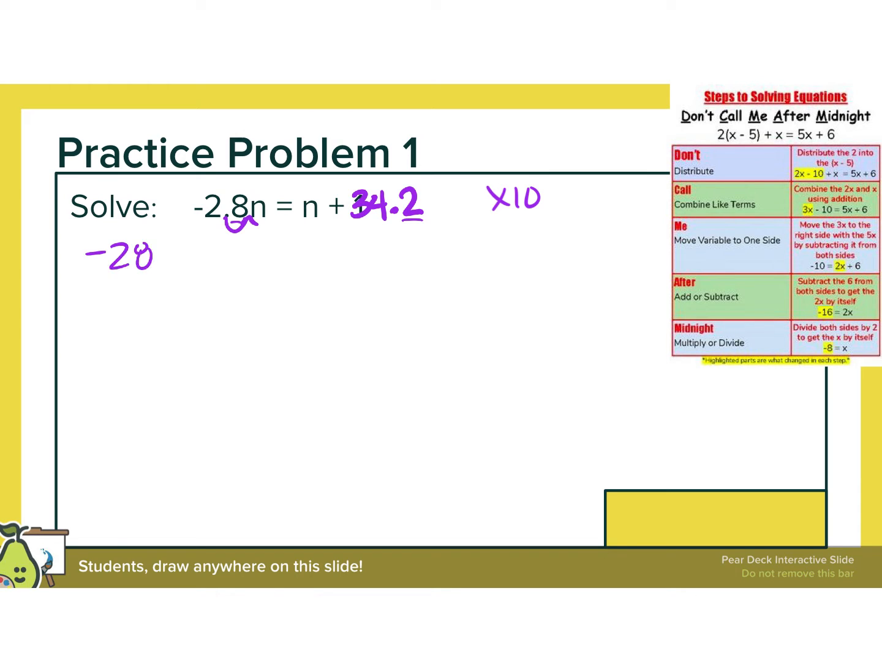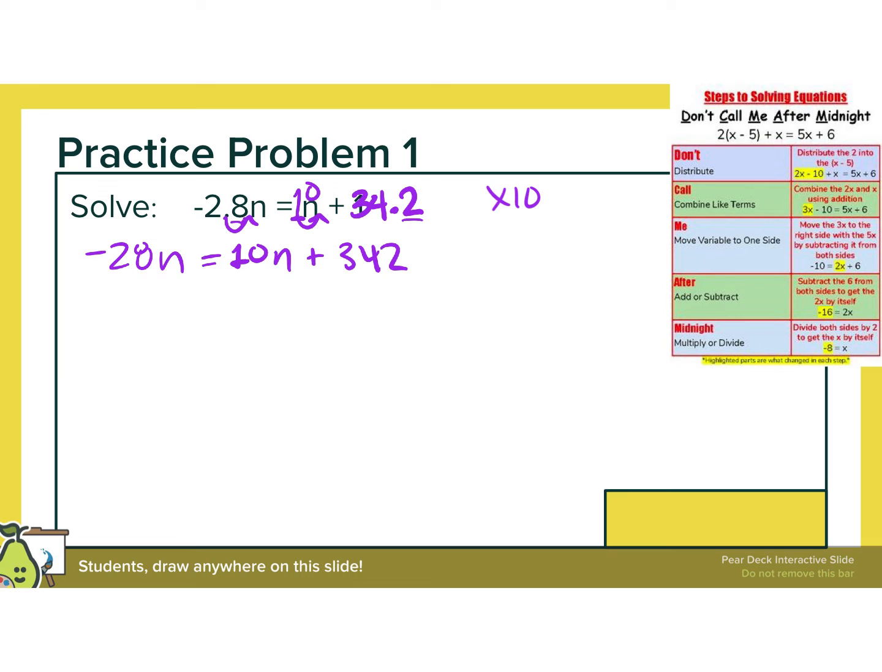So this is negative 28n equals, there's a 1 right here. Instead of 1, it's going to be 10, right? Because if I move it over and nothing is there, that means add a 0. Don't forget the n, and then plus 342. That's what the equation is without the decimals. Now we solve it like normal.